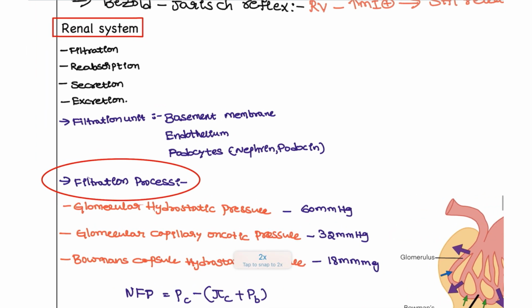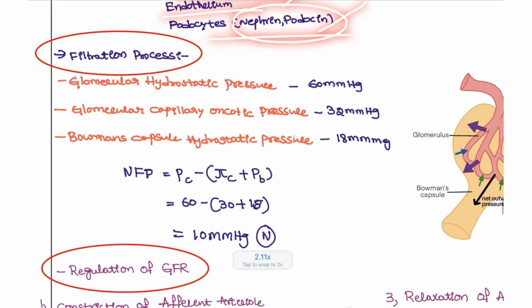Moving on to the renal system, most important for the functions of filtration, reabsorption, secretion and excretion. But how does the filtration work? There is a filtration unit in the glomerulus, which consists of the basement membrane, endothelium and the podocytes. Podocytes have special proteins like nephrin and podocin.